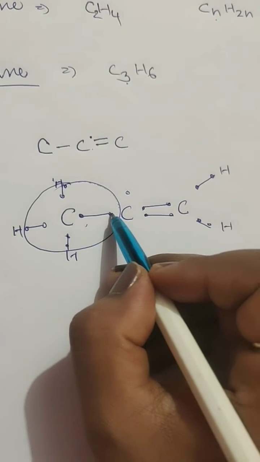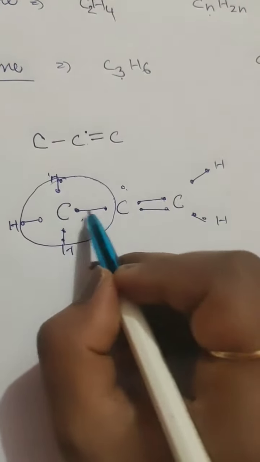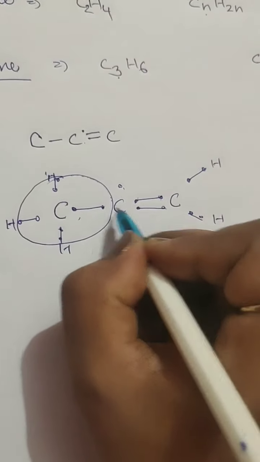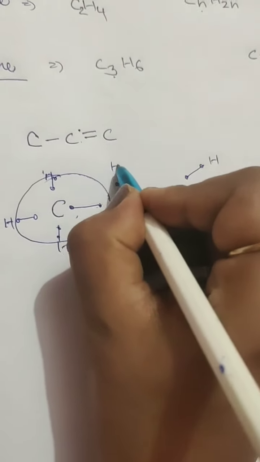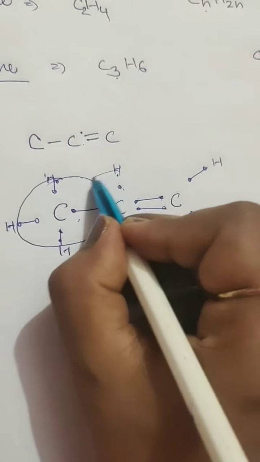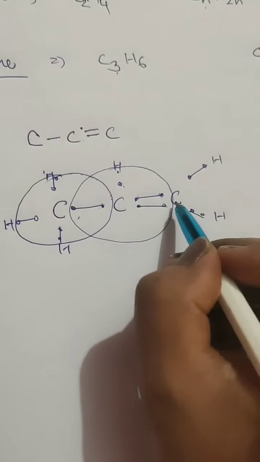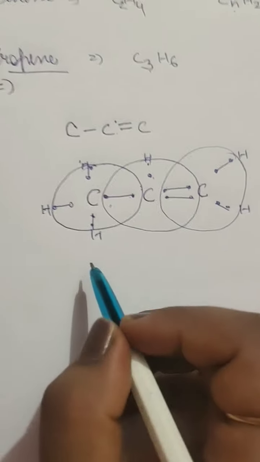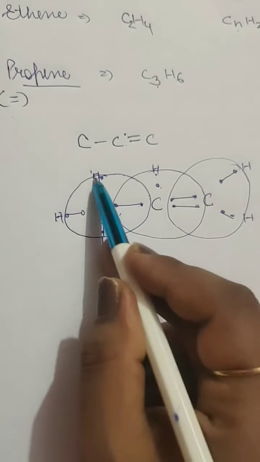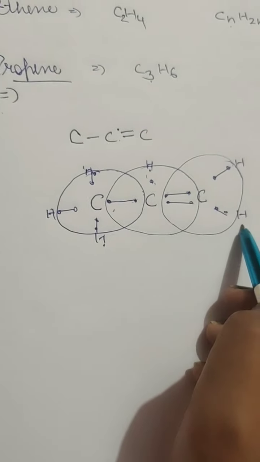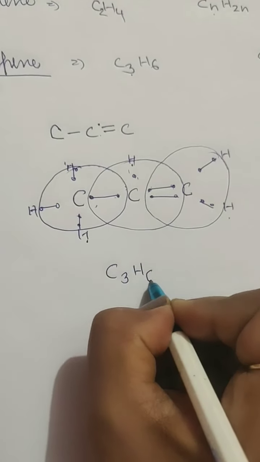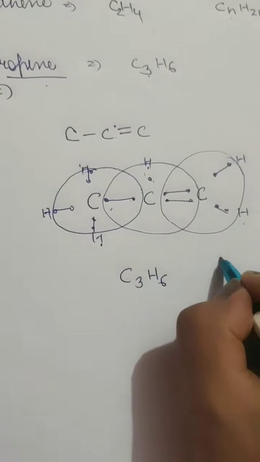This carbon is sharing 1 2 3 4 5, 1 2 3 4 5 6 7, and 1 with this hydrogen. Okay, so it is also having all the 8 electrons. This carbon is also sharing with this, all the 8 electrons. So if we count, the number of hydrogen is 1 2 3 4 5 and 6. That is C3H6, which is called propene.